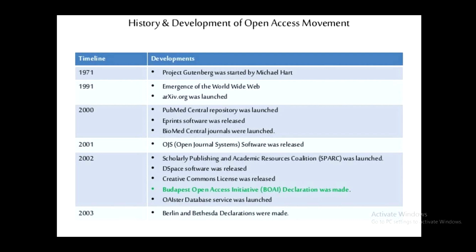In 2001, the Open Journal System, called OJS in short form, software was released. In 2002, the Scholarly Publishing and Academic Resources Coalition was launched. In short form, it is called SPARC, S-P-A-R-C. Next, DSpace software was released. DSpace is also a digital library software like ePrint, and it is also free. Next, the Creative Commons license was released. Creative Commons is a license given to open access documents.